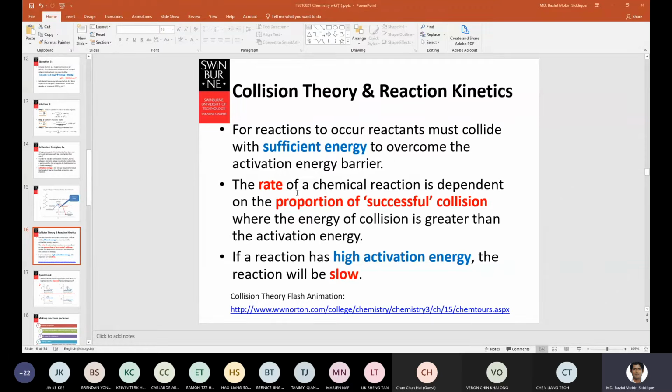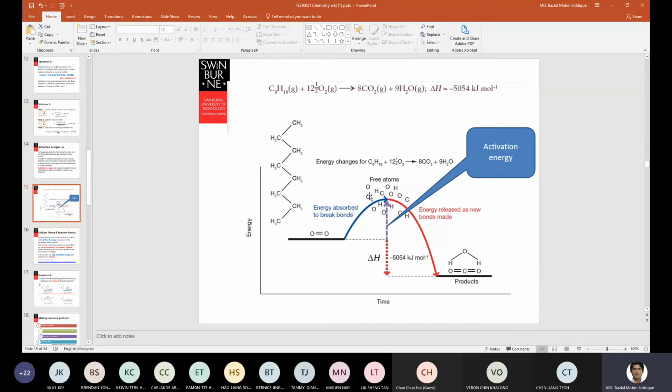No. Okay, so now we are moving to the collision theory and reaction kinetics: for reactions to occur, reactants must collide, right? You put A and B, or just now we saw from this slide that hydrocarbon and oxygen are there, CH, CH are there, and oxygen is also there, but they are not reacting. They are colliding with each other. Colliding means they are bumping into each other. They are hitting each other.